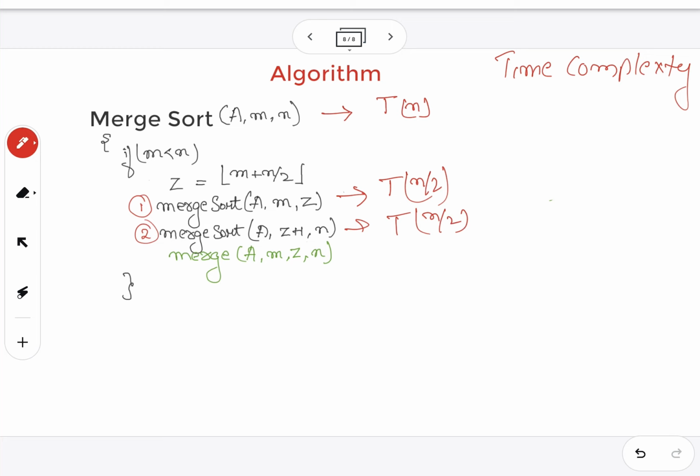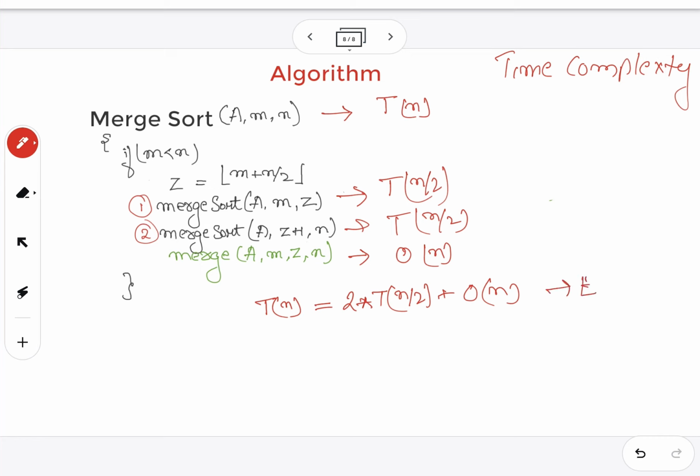And now at the end, merge is taking order of n, because we have seen the complexity taken by merge is order of n, as we talked about in the previous part on merge. So T(n) is actually equal to 2 T(n/2) plus order of n. This is the equation of time complexity that is required by the merge sort.